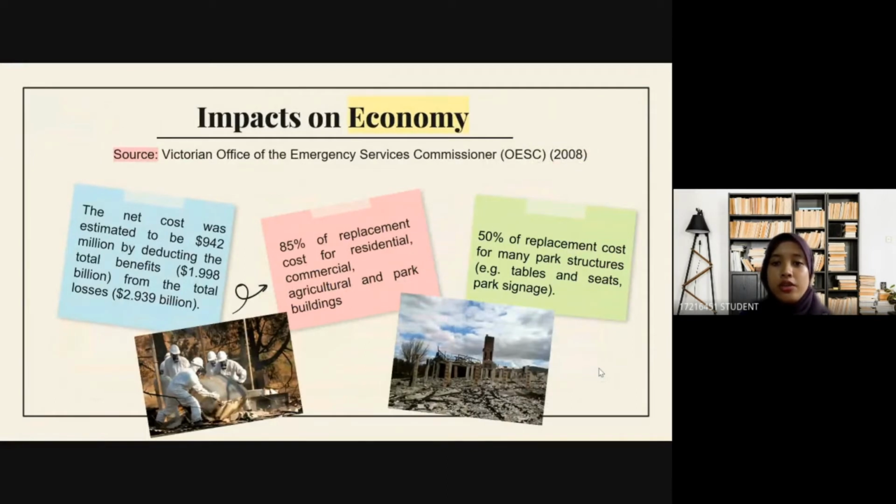According to the Victorian Office of the Emergency Services Commissioner, or ESC, the net cost was estimated to be $942 million, by deducting the total benefits of $1.998 billion from the total losses of $2.939 billion. Other than that, 85% of replacement costs for residential, commercial, agricultural and park buildings, apart from 50% for many park structures, including tables, seats and park signage, reflect the actual value of the lost asset. That's all for the impacts of Black Saturday bushfire on environment, human and economy.